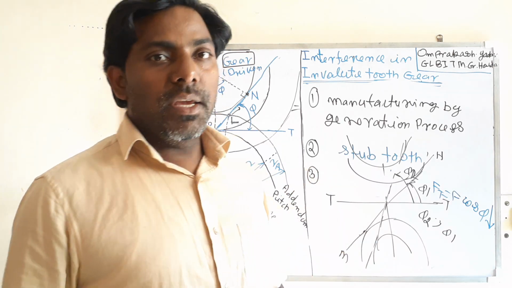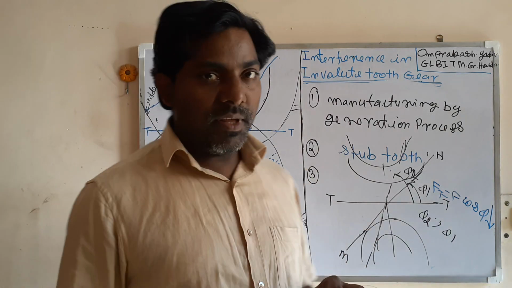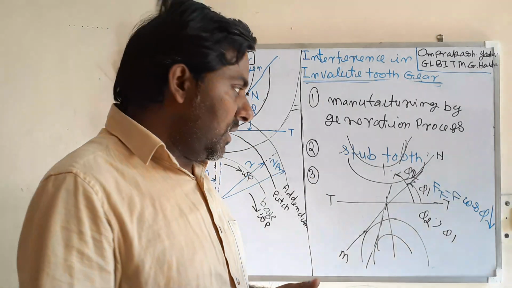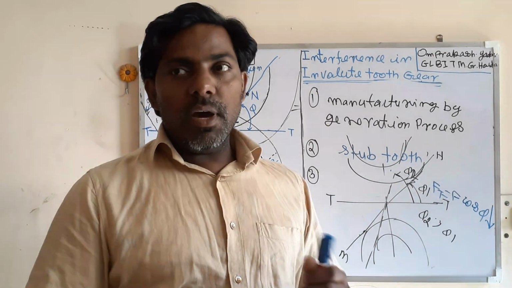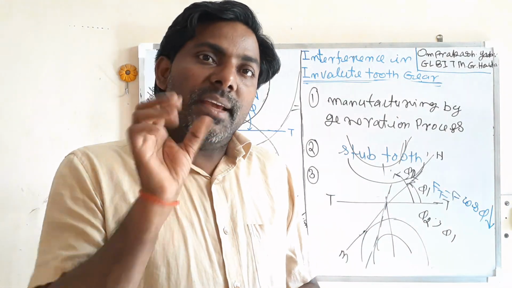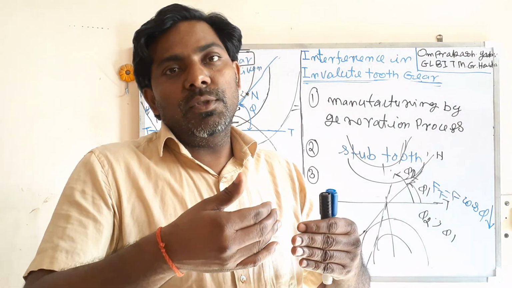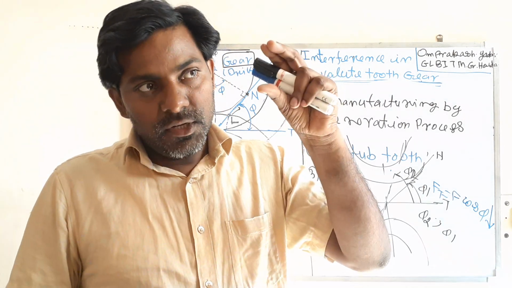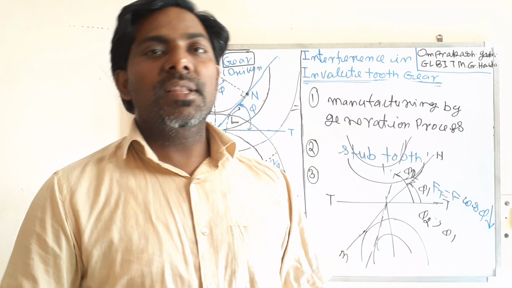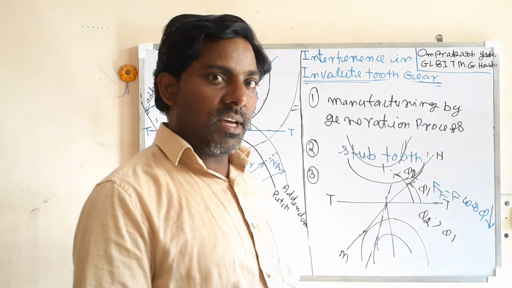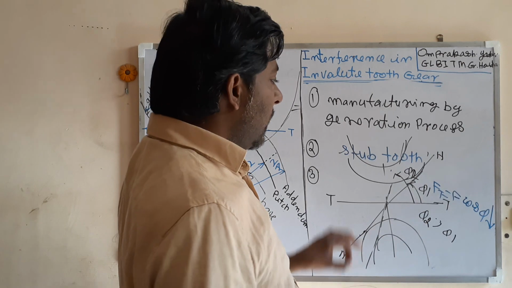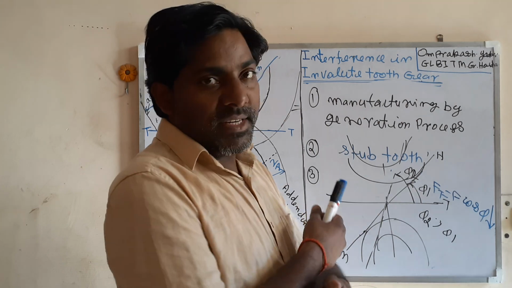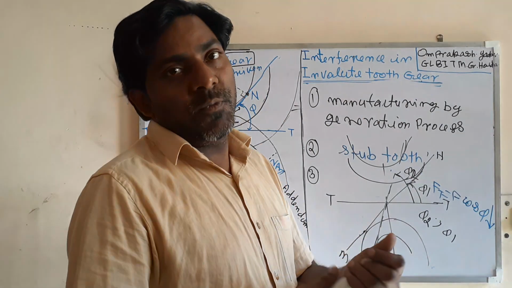Increase the number of teeth on the gear and pinion. By increasing the number of teeth on the gear and pinion, interference can also be avoided or reduced. But when you are increasing the number of teeth, the module will decrease. The depth of the tooth will decrease, and that will decrease the path of contact, arc of contact, and the contact ratio. That is another problem. So these are the measures by which you can decrease or eliminate the interference from the involute tooth profile.